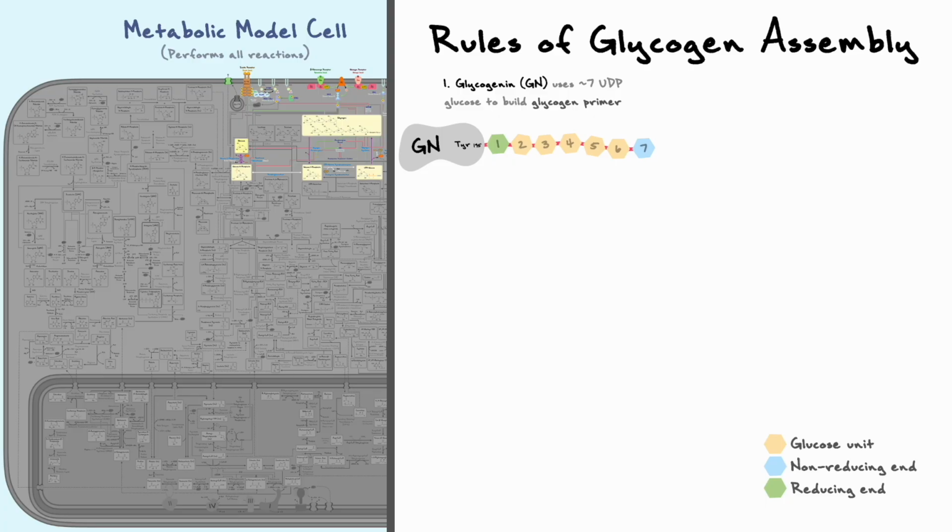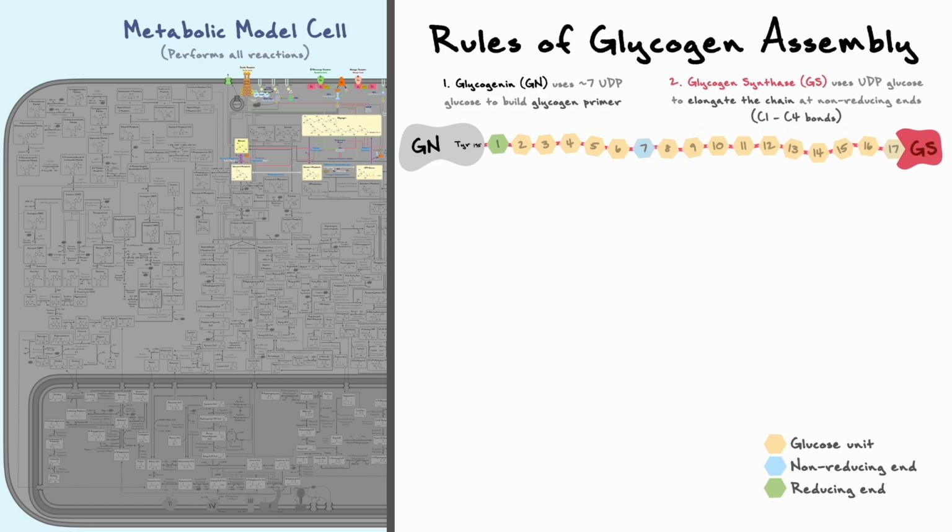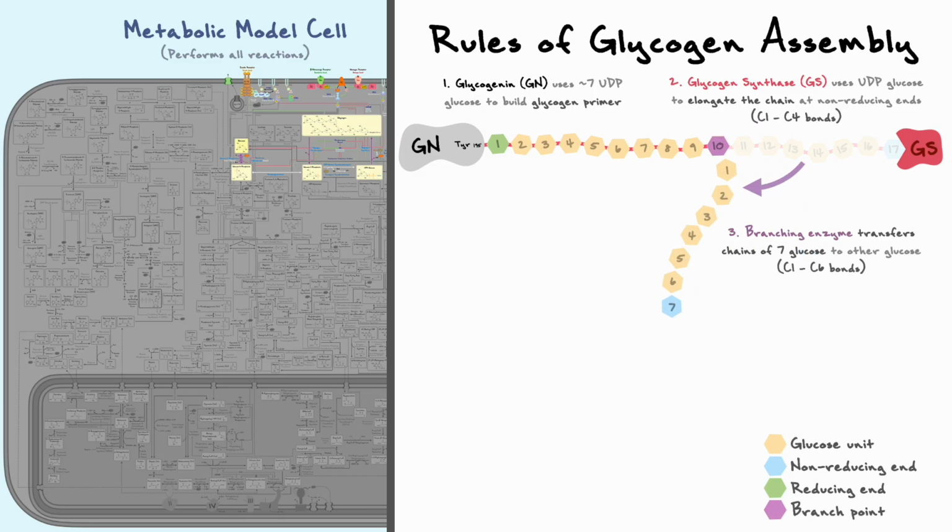When the primer is complete, glycogen synthase can now take over and start elongating the chain at the non-reducing ends. Obviously, as we talked about, for glycogen to be efficient in storing and delivering glucose to the cell, it's better for its structure to be branched. This is where the branching enzyme comes into play.